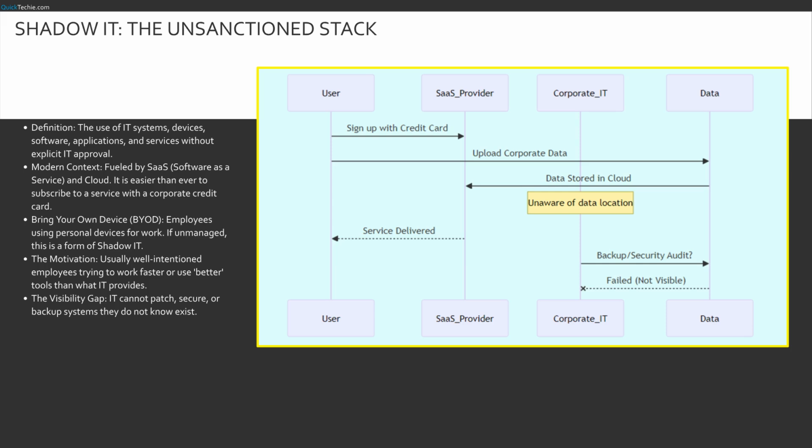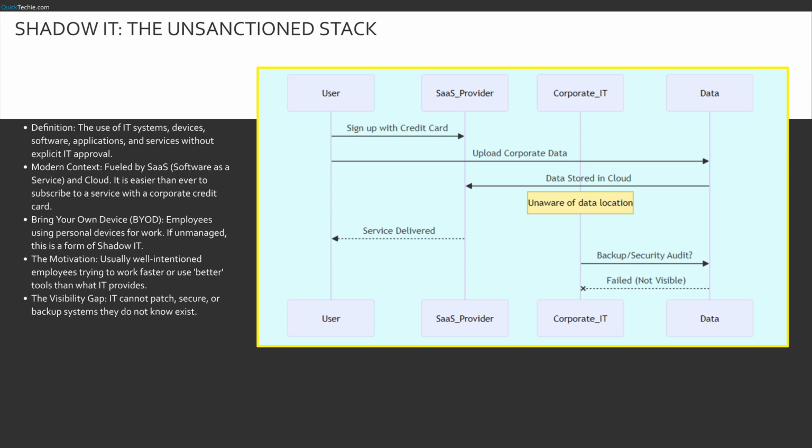IT operations cannot patch a server they don't know about. They cannot offboard a user from a cloud service they don't control. BYOD falls here too. If an employee uses a personal tablet for sensitive work without mobile device management, MDM, that is shadow IT. The motivation is rarely malicious. It's usually efficiency. But efficiency without security is negligence.